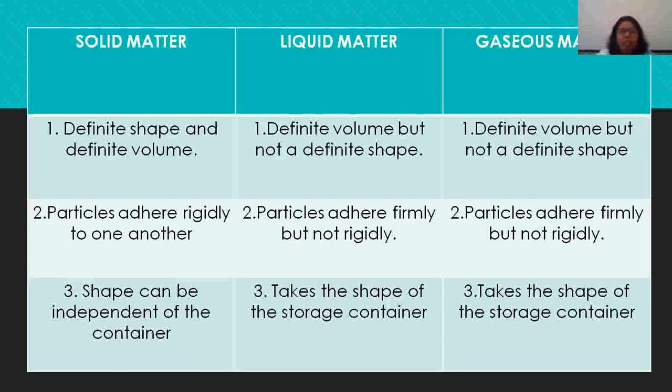In solids, the particles of the solid matter adhere to each other in a compact way and are attached rigidly to one another. In liquid matter, the particles are not adhered as firmly as those of solids. And in gases, the particles are freely moving. They do not adhere firmly and are not rigid, right? Next, the shape of a solid can be independent of the container, whereas a liquid always takes the shape of the container, and the same is true for gases. I think you all know these facts.